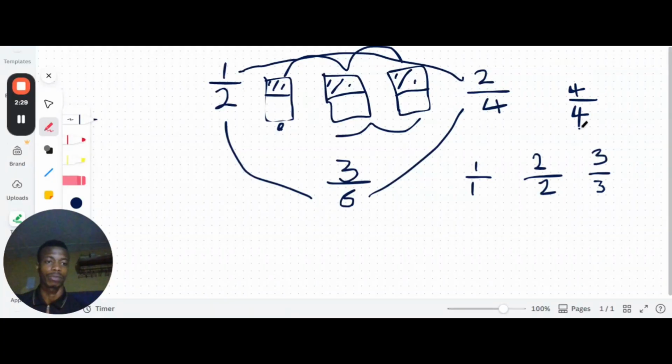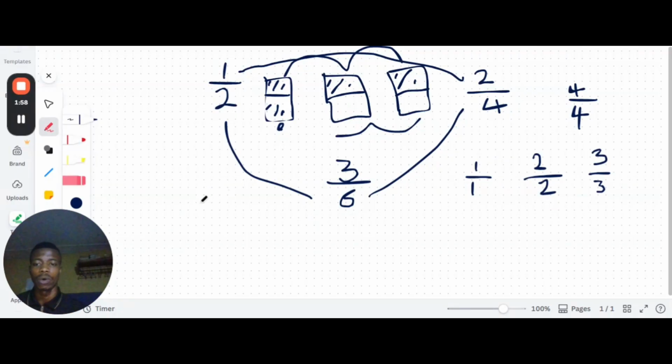That is 1. For example, let's say we shaded everything here. Now, when only this part is shaded, we say only half is shaded. But when everything is shaded, we say the whole object is shaded. So that is why 1 over 1 or 2 over 2 is a whole number, which is 1. And multiplying or dividing a number by 1 gives you the same number.